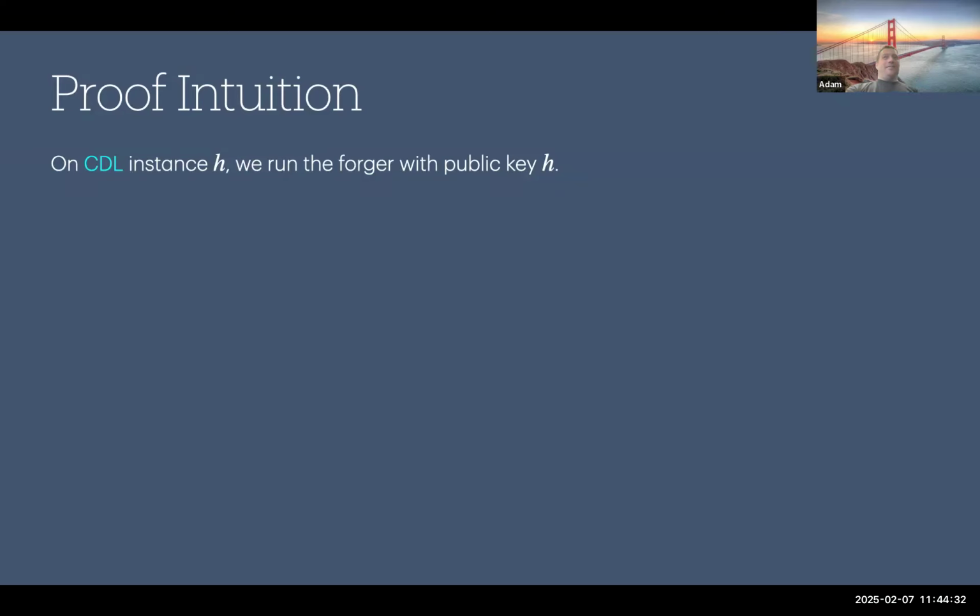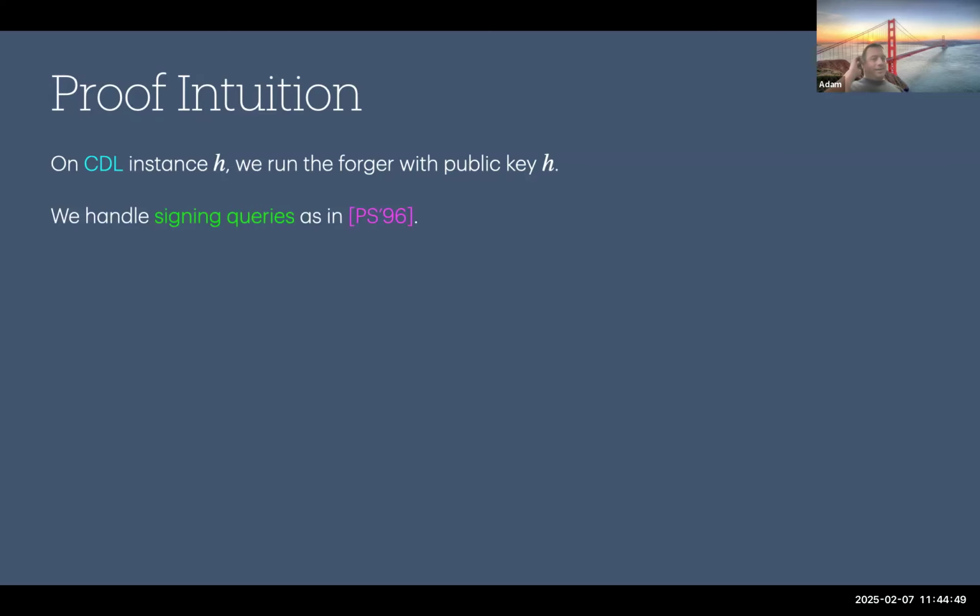So I'll sketch the reduction. We are going to run the forger with the public key equal to the challenge. In the literature, this is called a canonical reduction: you just feed your challenge as the public key to the adversary.